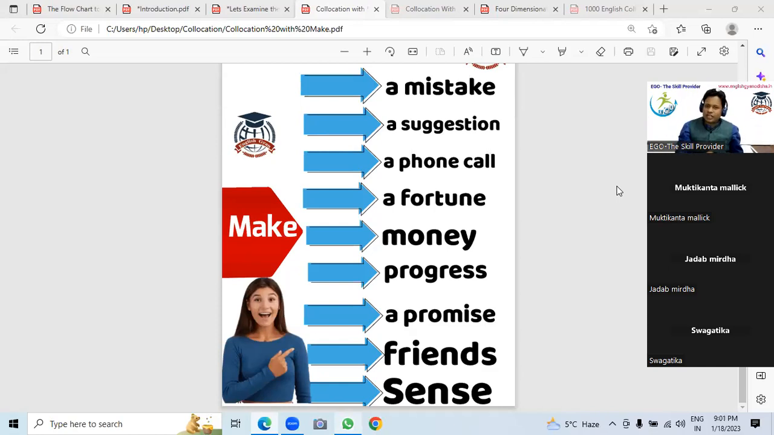So what exactly do you understand? Make mistake, make suggestion, make phone call, make a fortune, make money, make progress, make promise, make friends, make sense. These are the very common things that you follow or practice every day.